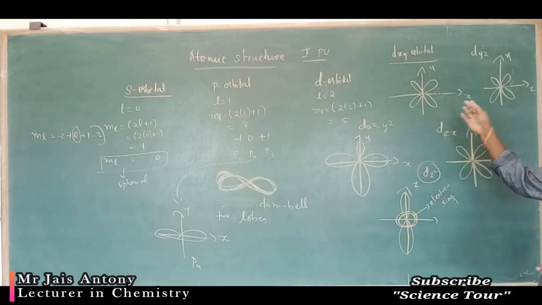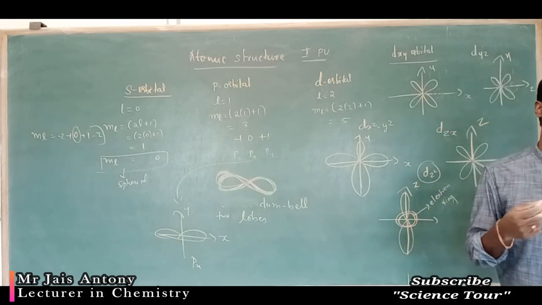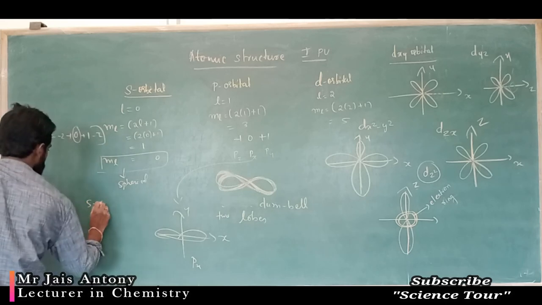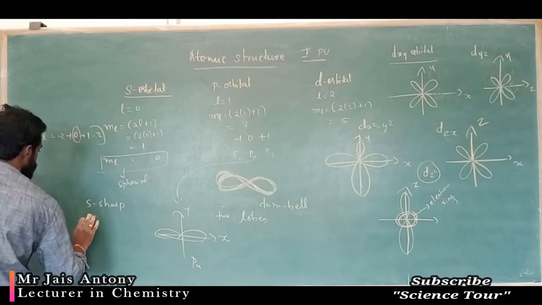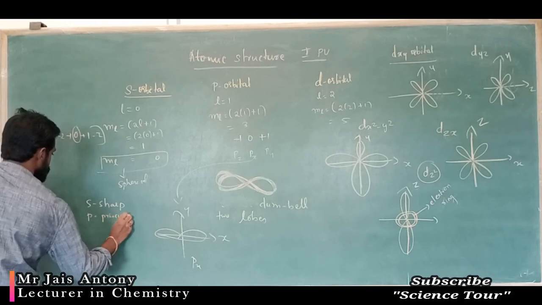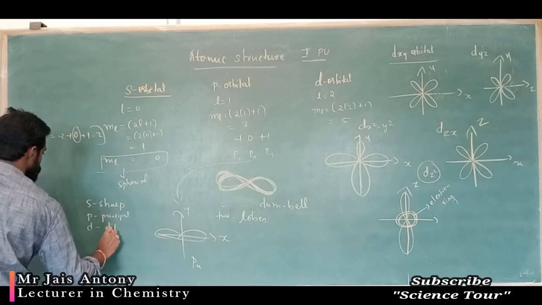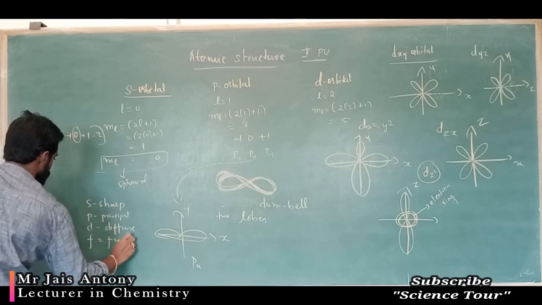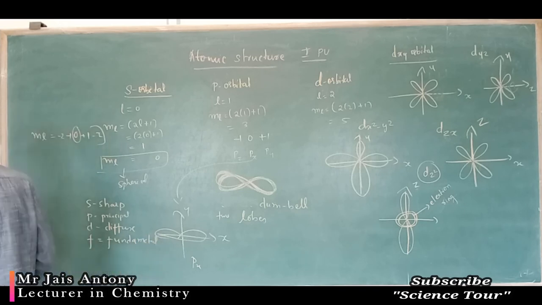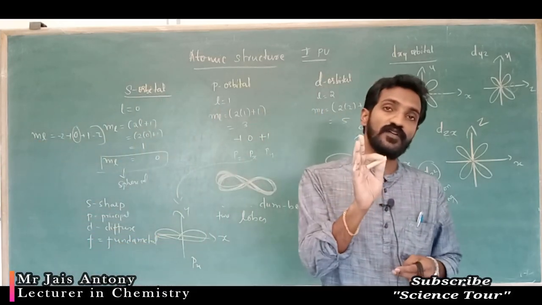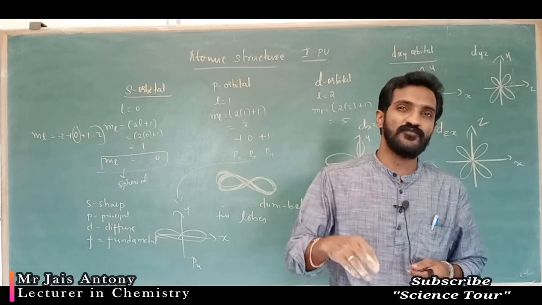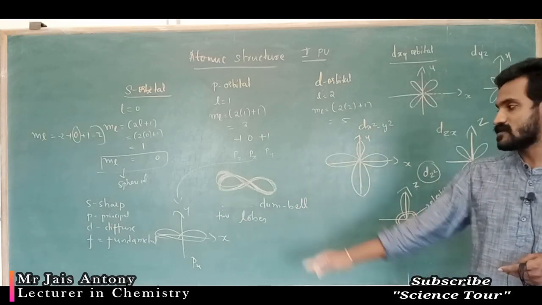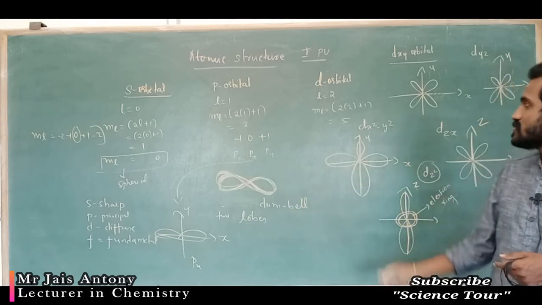These are the different types of d orbitals, and f orbitals are not important for you. What is the full form of s orbital? Sharp. p orbital, principal. d orbital, diffuse. F orbital, fundamental. The f orbital contains 7 orbitals, okay. We are not studying Fxy, Fyz, Fzx, Fx square minus and so on. F has 7 orbitals, and we are studying only s, p, d structures.